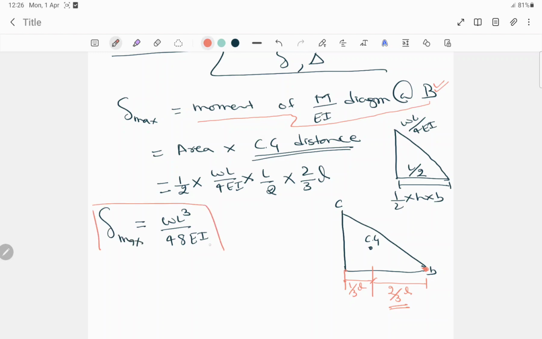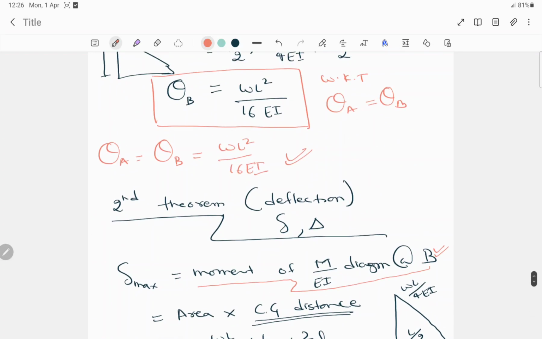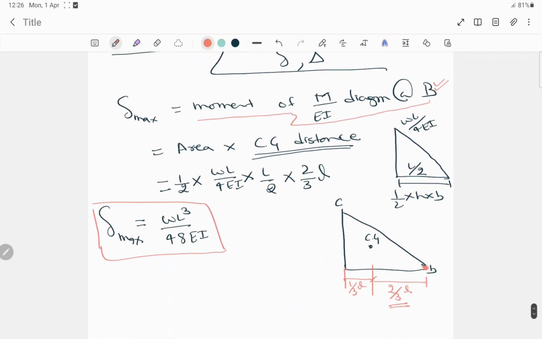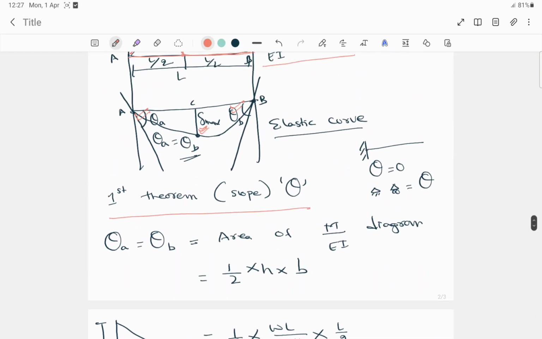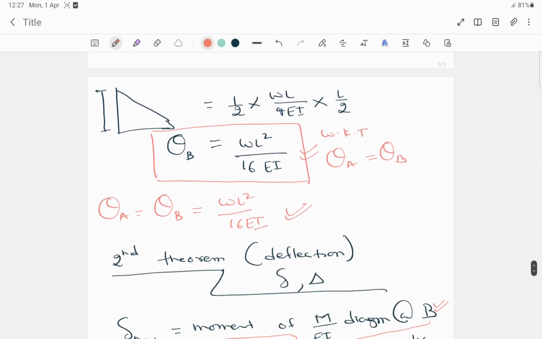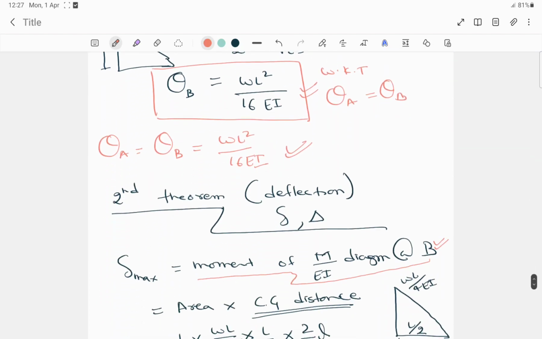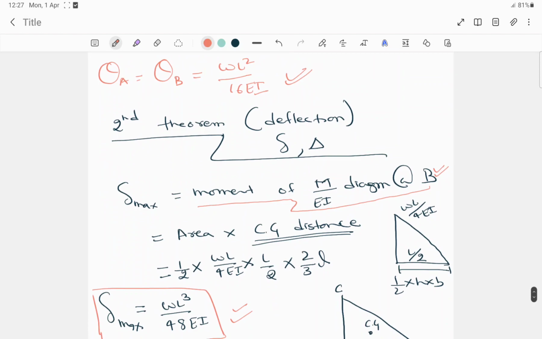So this is the value for theta A and theta B, that is the slope, and the deflection value is WL cube by 48 EI. In my next video I'll solve some other problem based on the moment area method. Thank you.